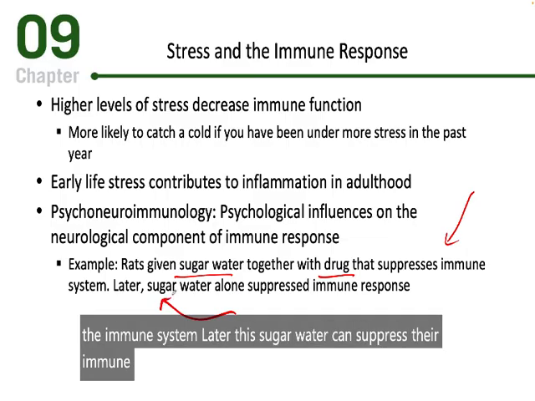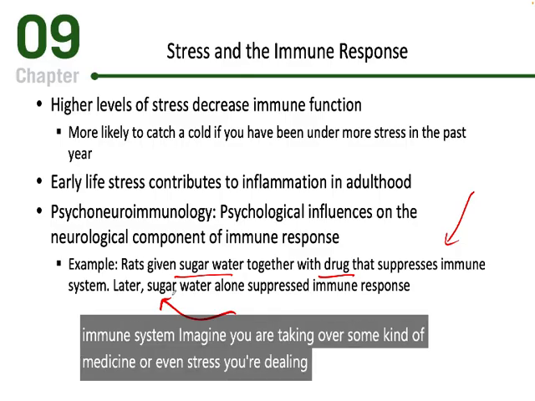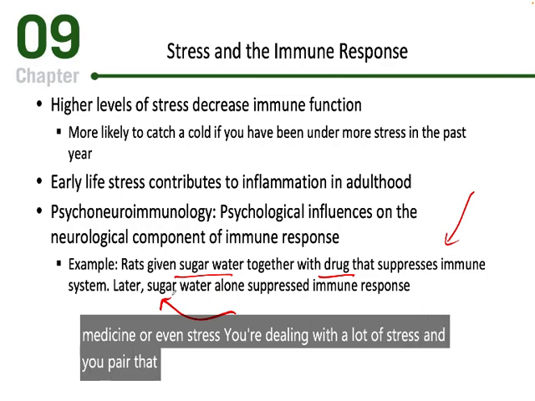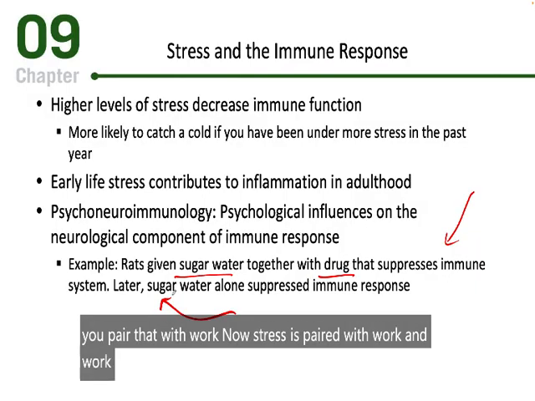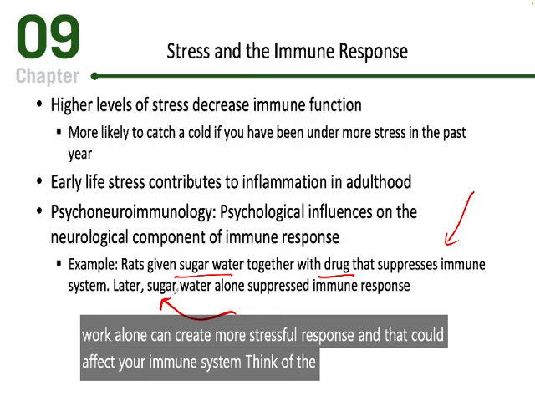Imagine you're taking a lot of some kind of medicine or even stress. You're dealing with a lot of stress and you paired that with work. Now, stress is paired with work, and work alone can create more stressful response, and that could affect your immune system. Think of the classical conditioning. It could work in many forms.